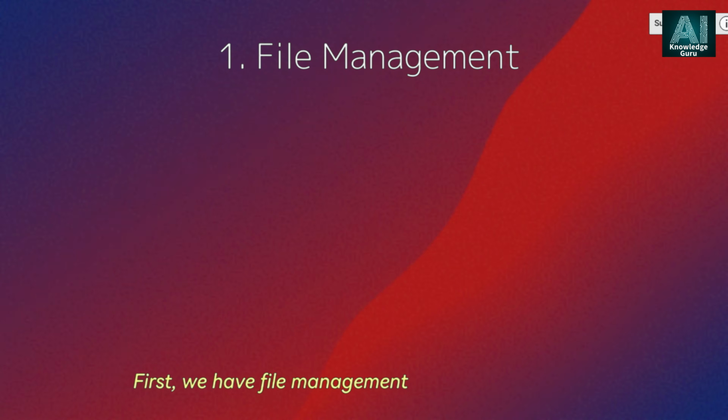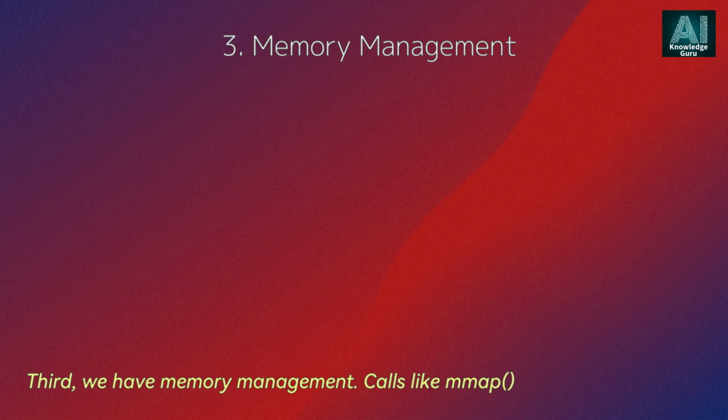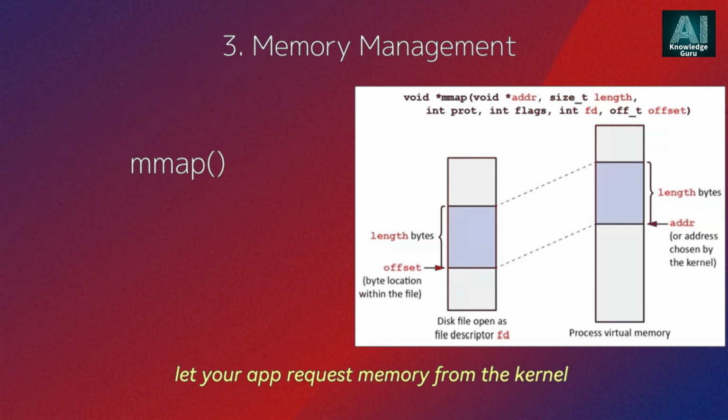The second use case is process management. System calls like fork create a new process by duplicating the current one, while exec replaces a process's memory with a new program. These are critical for tasks like launching new applications or running scripts. Third, we have memory management. Calls like mmap let your app request memory from the kernel. The memory is mapped to physical pages and the kernel ensures efficient and secure access. Fourth, we have networking. Creating a socket with socket and sending data with send involves system calls. The kernel handles protocols, port management, and device communication.